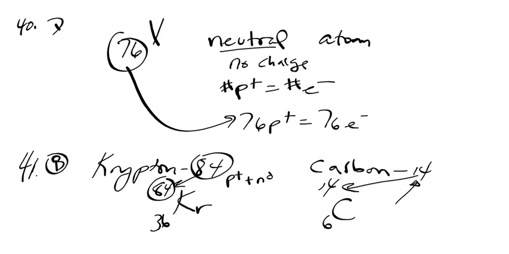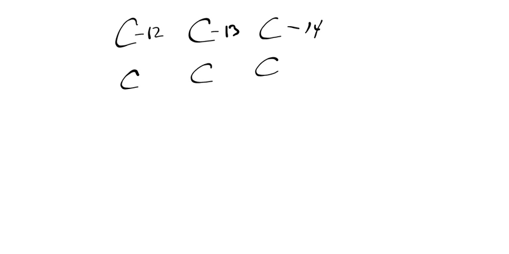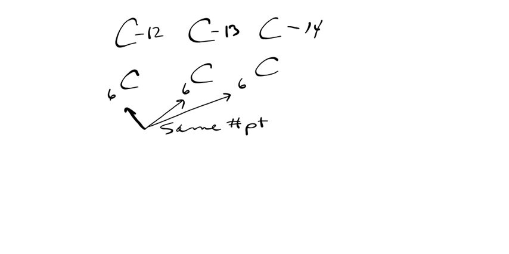Number 42. All atoms of the same element have the same what? Well, I could have different forms of carbon. I could have what's called carbon 12, carbon 13, carbon 14. Well, what's different about them? Well, first off, they're carbon. They all must have 6 protons. That's what makes it carbon. So that is going to be the same number of protons. So the question is asking, they have the same what? The answer is going to be B, number of protons. And that's going to be for number 42. Number 43.